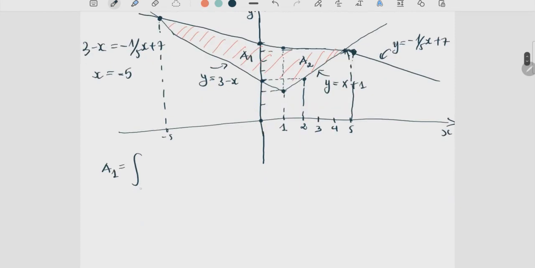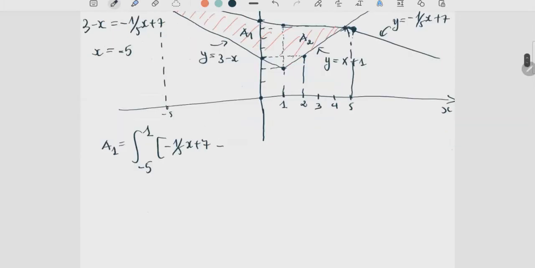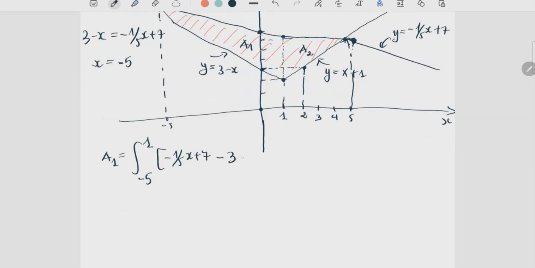So now let's evaluate our integral. So this would be the integral from negative 5 to 1 of, in this section, you can clearly see that the function that's on top is negative 1 over 5 x plus 7 minus the function that's at the bottom, which is negative 3 plus x, dx, and this would give you negative 1 over 10, right, x squared, plus 7x minus 3x plus x squared over 2, evaluated between negative 5 and 1.